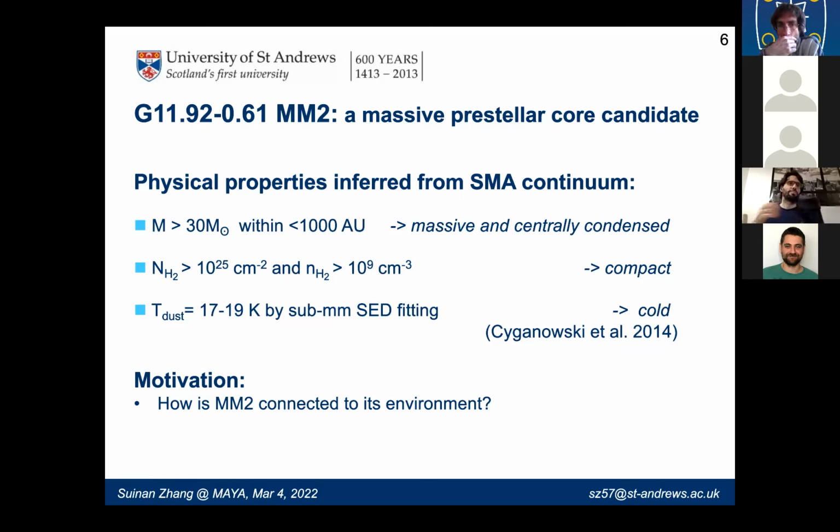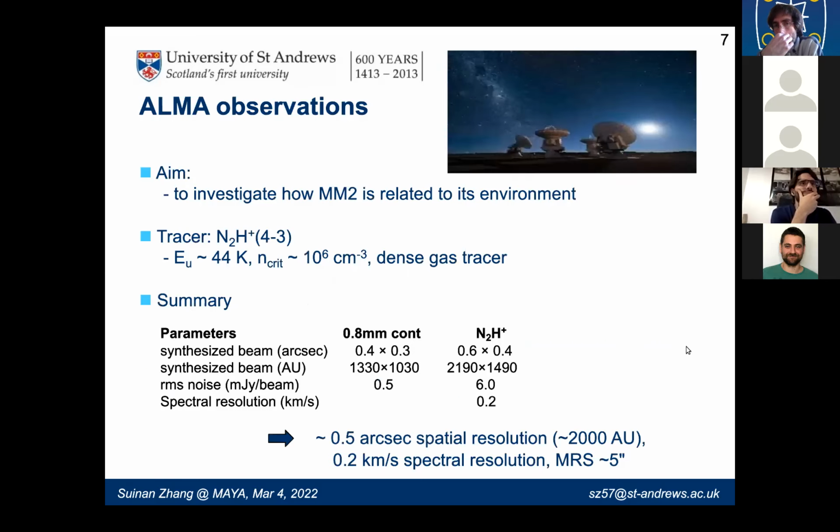However, without line emission detected around MM2, it's difficult to understand how MM2 is connected to its environment. For example, does MM2 accrete mass from larger scales or not? To investigate the relationship between MM2 and its environment, we observed MM2 with ALMA targeting the N2H+ 4-3 line. This transition has an upper energy level of 44 Kelvin and a critical density of 10^6, so it's preferentially a dense gas tracer.